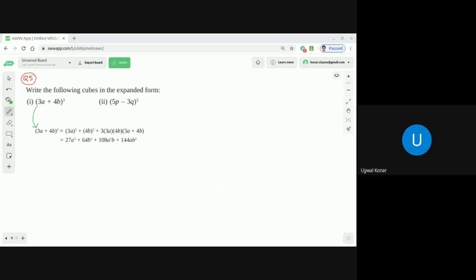expanded form, you need to write it like this. Got it, Manishika? Hello? Yes, sir. So this is the solution for this one.